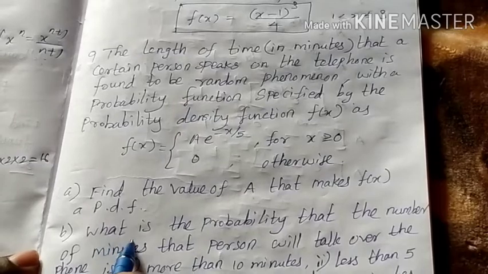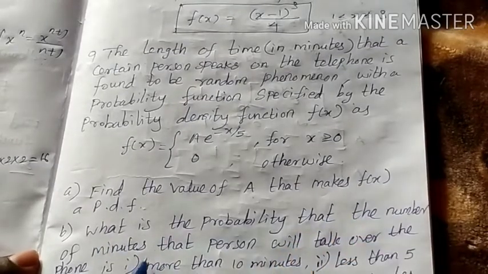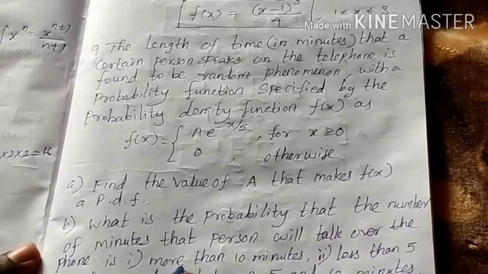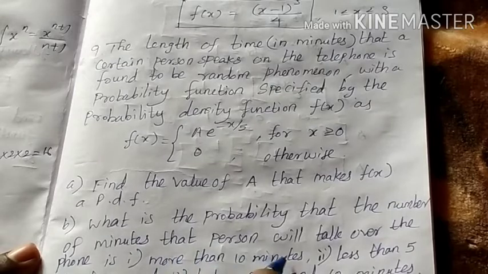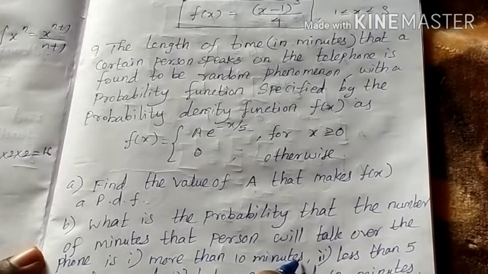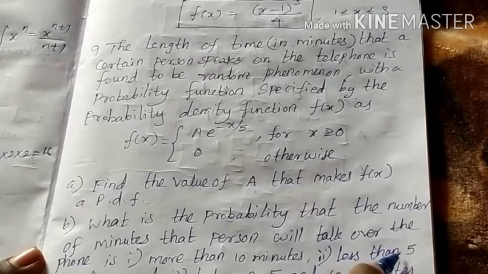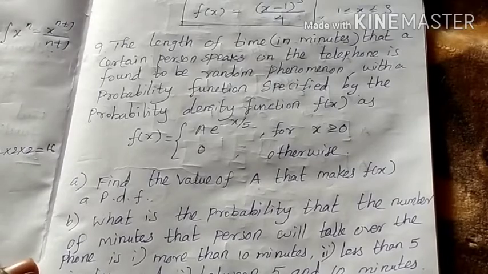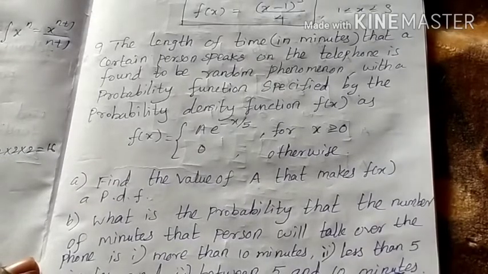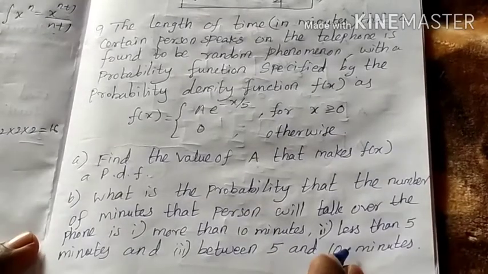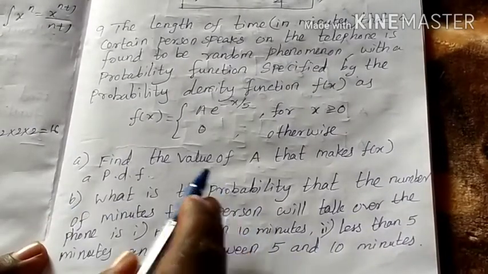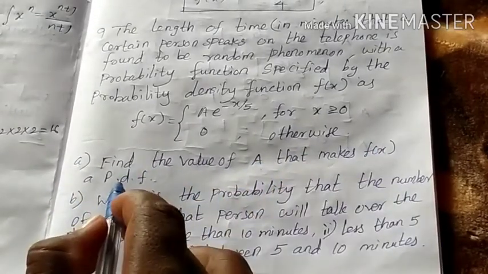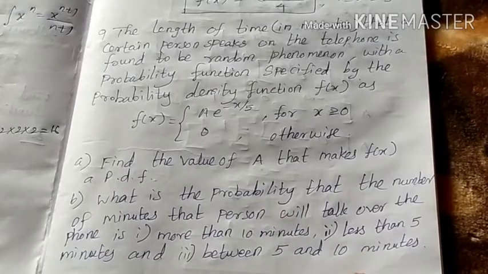Then the second question, B: what is the probability that the number of minutes that the person will talk over the phone is more than 10 minutes? Probability of more than 10 minutes is the first subdivision. The second one, less than 5 minutes. Probability of less than 5 minutes. And the third one, probability of between 5 and 10 minutes. This is your third subdivision of B. Have you understood the question? First solve A. Find the value of A. The given f of x is a probability density function.